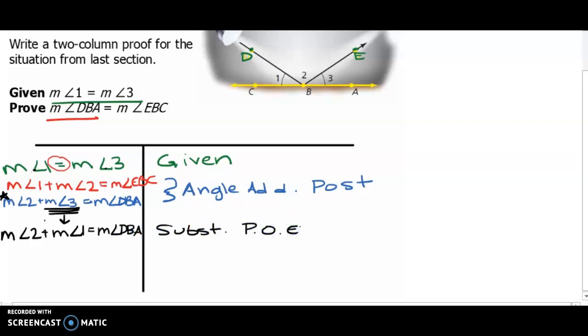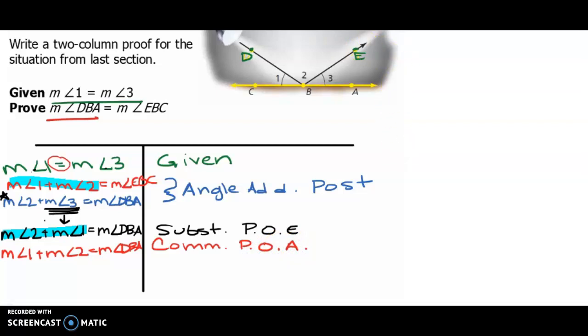Okay, now some of you are thinking, well, why did we do that? Well, notice we're close. EBC is 1 plus 2, and this one's 2 plus 1. So couldn't we flip the order of these? Couldn't I say this is measure of angle 1 plus measure of angle 2 equals measure of angle DBA? And isn't that the commutative property of addition? Now we're in business, guys.